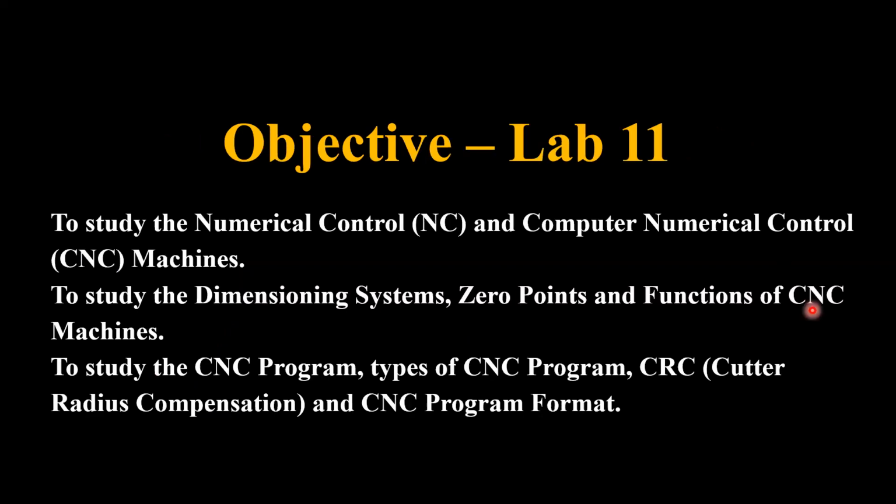Assalamu alaikum. Today, the objective 11 of our lab is to study numerical control (NC) and computerized numerical control (CNC) machines, and to study the dimensioning systems, in which we will study zero points. Also, we will study zero points and functions of CNC machines. And in the end, the last objective is to study the CNC program and the types of CNC program, in which we have two categories, and CRC, basically cutter radius compensation, and the CNC program format.